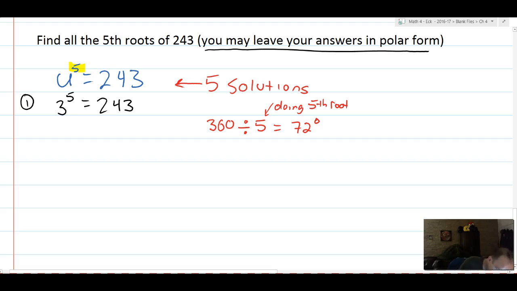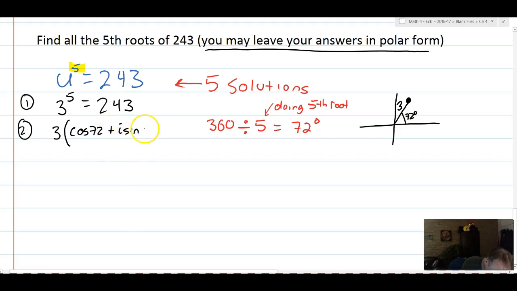So I know that on the complex plane, at an angle of 72 degrees and a radius of 3, if I raise this number to the fifth power, it's going to have an angle of 360, because 72 times 5 is 360. And it's going to have a radius of 243 because of what I've already said. So my second solution is going to be 3 cosine 72 plus i sine 72. Cosine 72 and sine 72 aren't nice numbers, it's not like square root of 3 over 2, it's nothing we've memorized, so I'm just going to leave it like this.